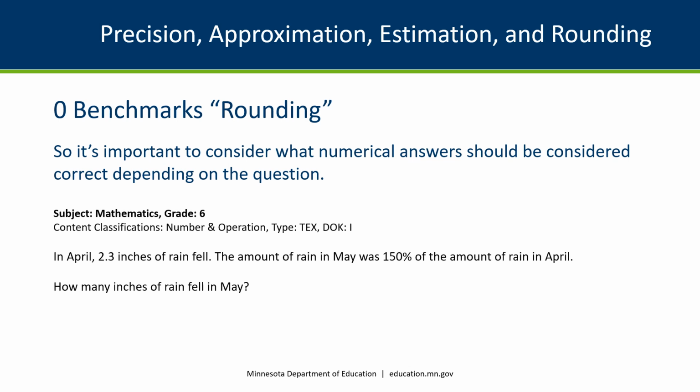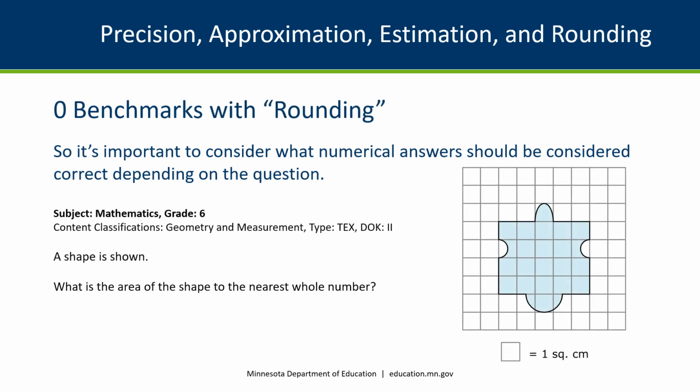Start by taking a look at this previous grade 6 MCA question. The computation gives an answer of 3.45. Should only 3.45 be considered correct? Or should 3.4 or 3.5 also be considered correct? Here is another released MCA item from grade 6. In estimating the area of the shape, how precise should the answer be? Values of 21, 22, or 23 square centimeters were all considered correct for this.